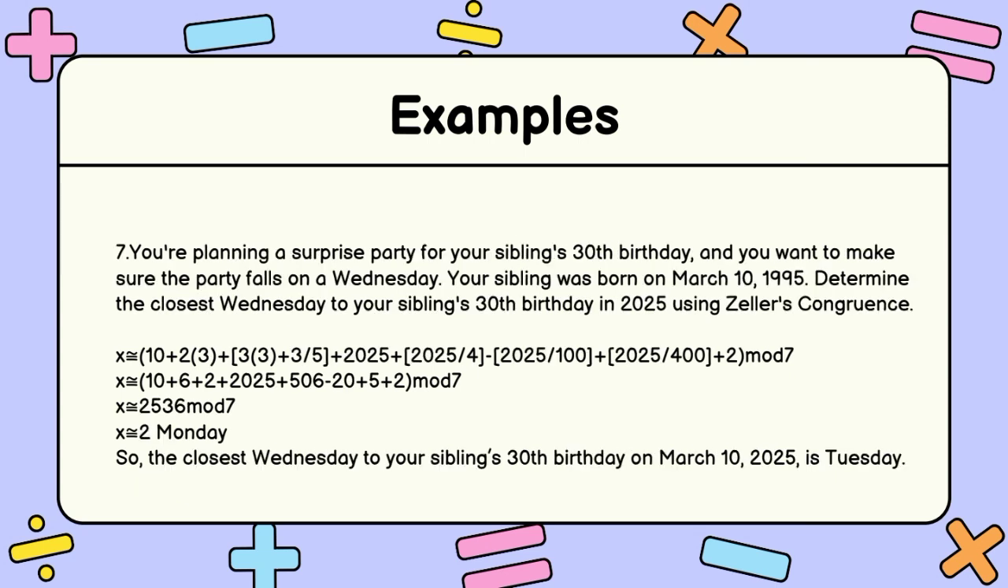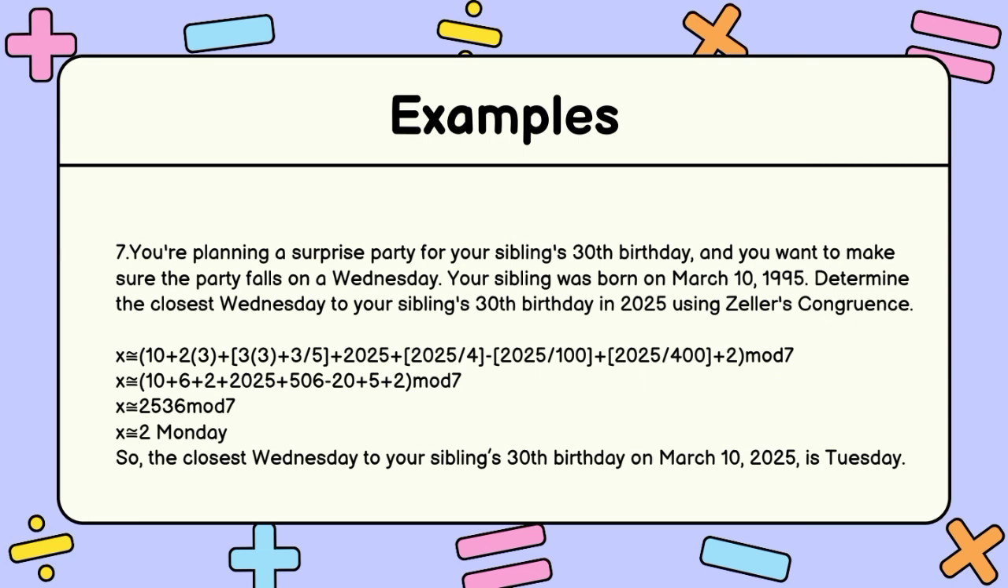Number 7. You're planning a surprise party for your sibling's 38th birthday, and you want to make sure the party falls on Wednesday. Your sibling was born on March 10, 1995. Determine the closest Wednesday to your sibling's 38th birthday in 2025 using Zeller's congruence.